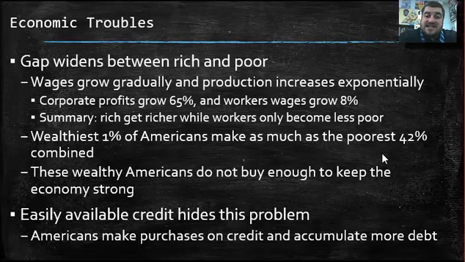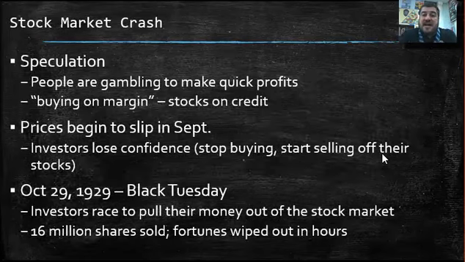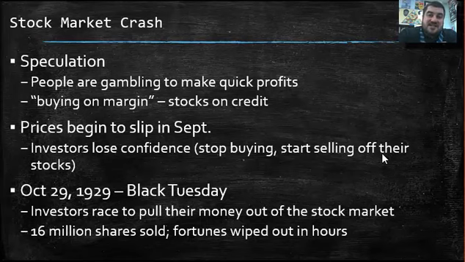Now, for a while, easy availability of credit hides this problem because Americans can make their purchases on credit, accumulate more debt, but then the bottom falls out because they're also buying stocks on credit. Speculation is not buying a stock in order to make a profit over time. It's buying it, and then as soon as it goes up a little bit, you sell it, and then you make a quick profit. And some people did this on credit. They bought stocks on credit, which is called buying on margin.